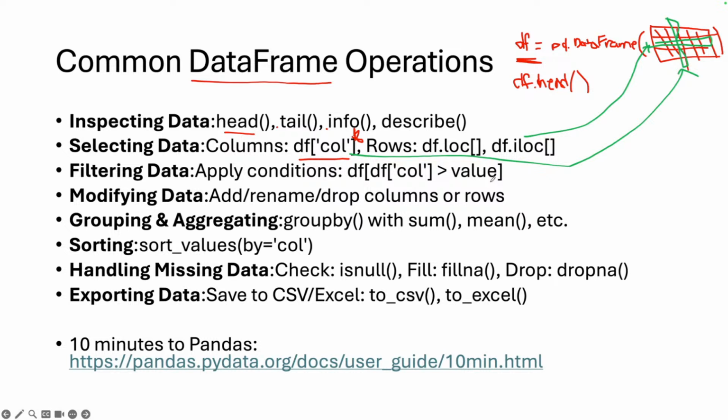There's functions for adding, renaming, dropping columns and rows. A quick Google search will pull those up for you guys. There's functions for grouping by, summing, calculating the mean, sorting the values if you want to sort by a particular column, so you see the most expensive house prices at the top. Handling missing data, checking for null values, filling NAs, dropping NAs, and exporting the data back to a CSV sheet or back to an Excel sheet.